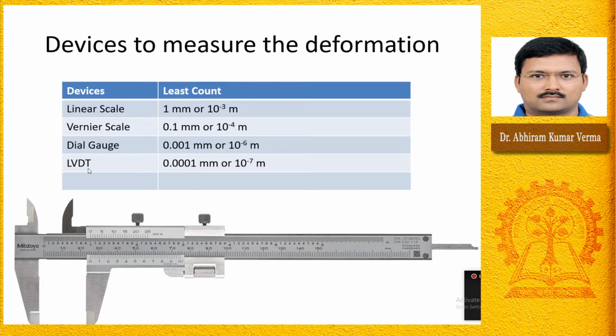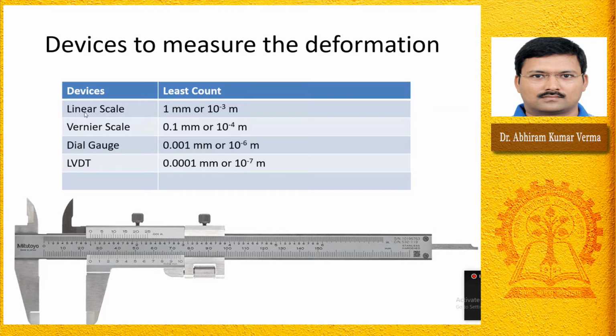We can also use some LVDT nowadays, having the least count maybe in the range of 10 to the power minus 7 meter, or we can measure a displacement of 0.0001 mm. Right? So we have a different level of instrumentation. If the rock is very strong, having very high stiffness, in that case definitely we have to have more precise instrument, or the least count should be very small. Then only we will be able to measure the deformation, otherwise not.